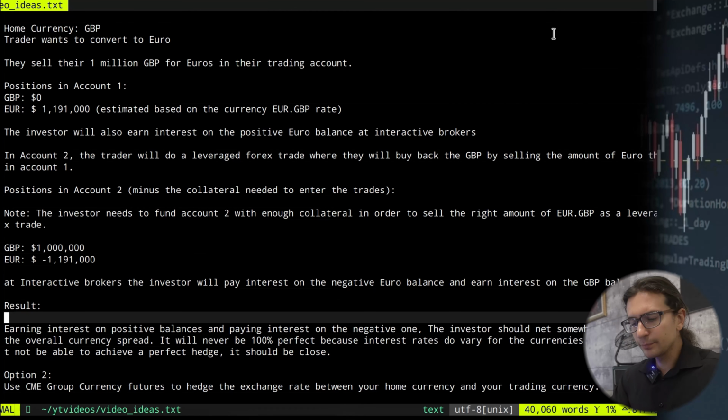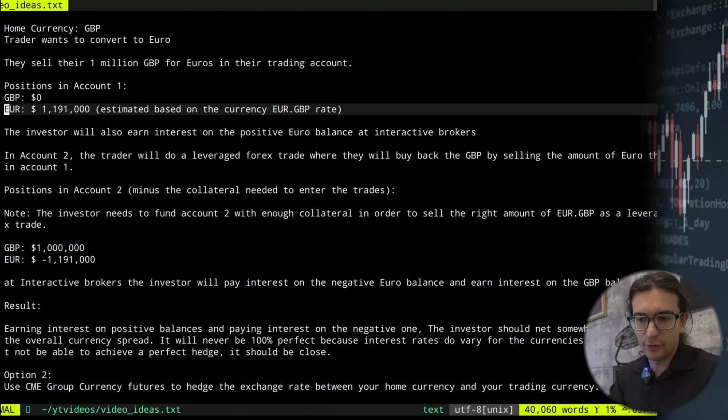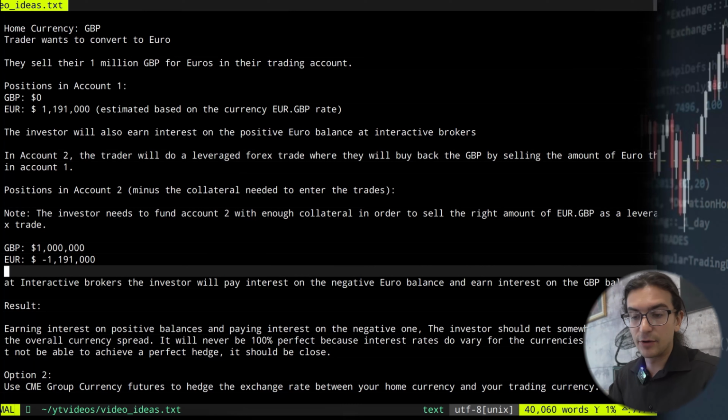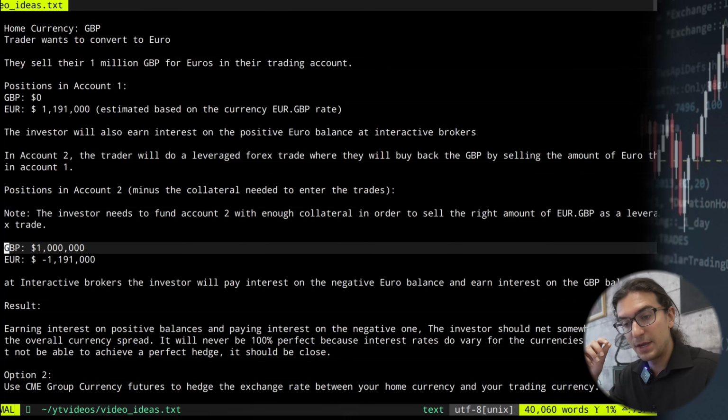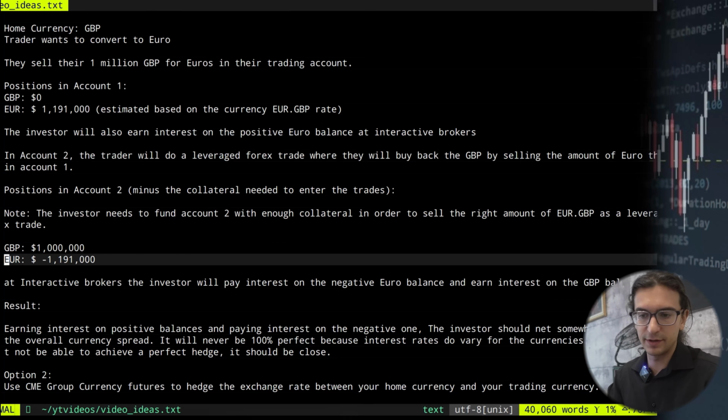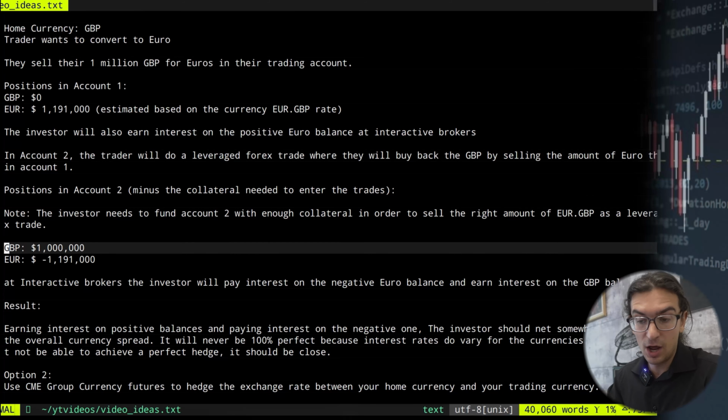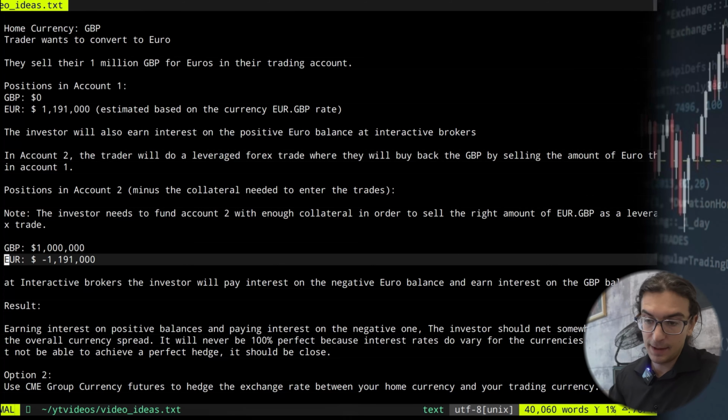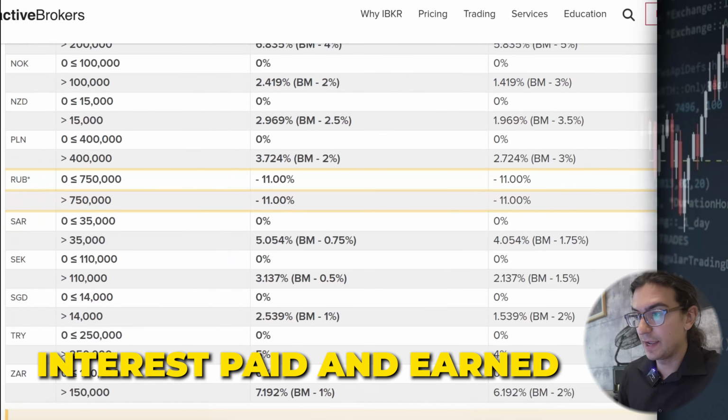So what happens here is that in account number one, the investor will receive a positive rate of return on their positive euro balance, but their euro balance is probably invested in stocks or warrants or other euro-denominated assets, so they may not be earning interest on that position. In account number 2, the investor will be earning interest on the positive pound position, and they will be paying interest on the negative euro position. So one thing to pay attention to here is obviously how much interest is being earned and paid on this currency spread.